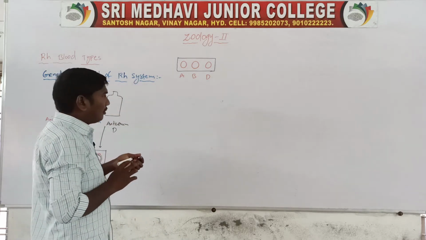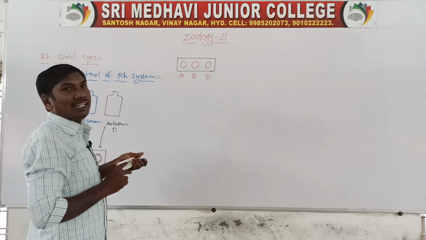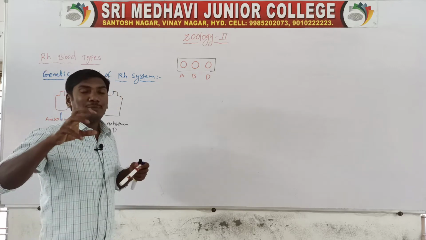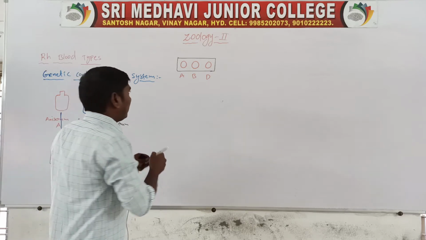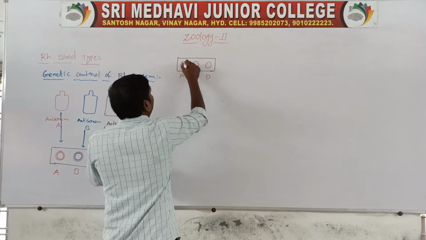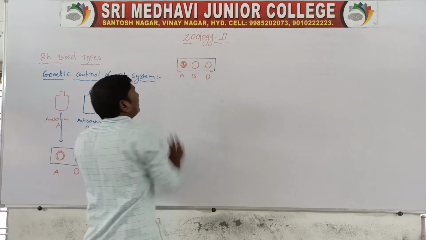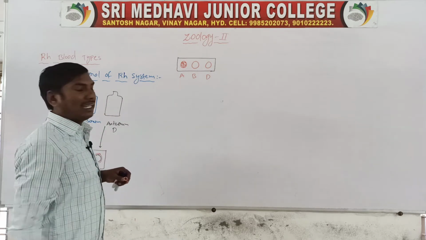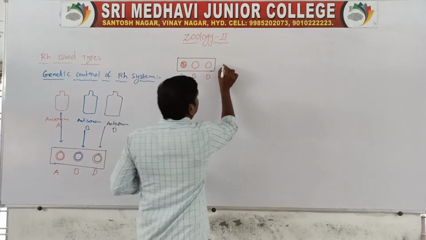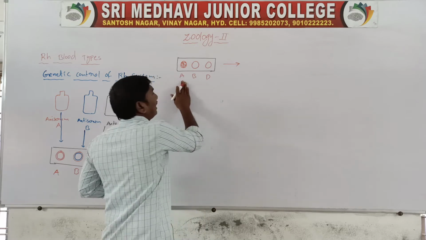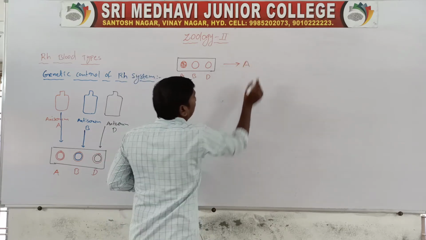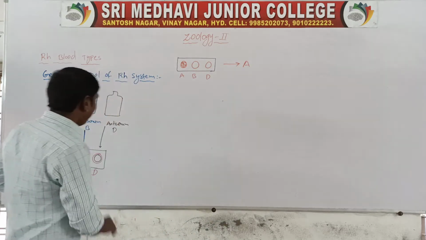After a few minutes, clumping forms only in the A sample. Clumping formation only in the A sample means that person's blood group is A.